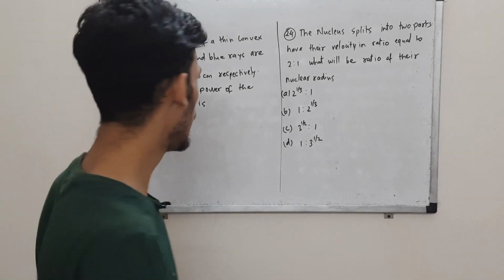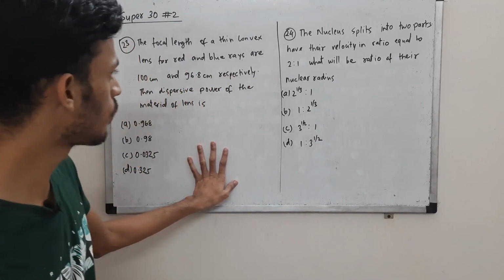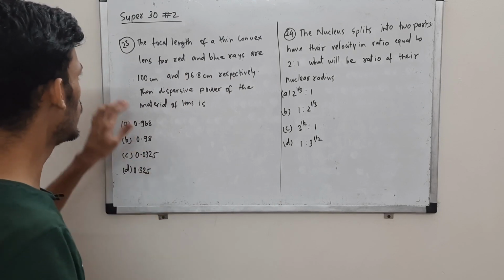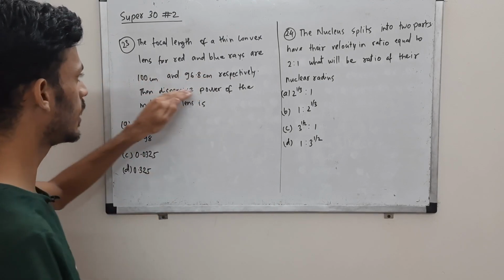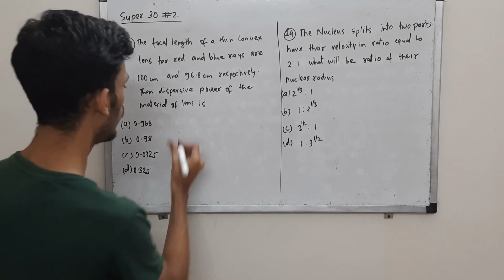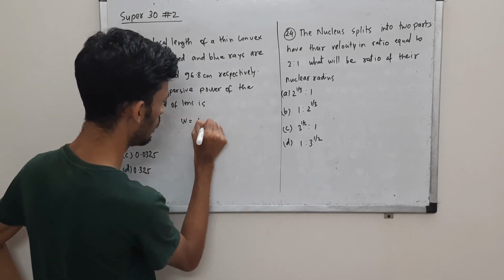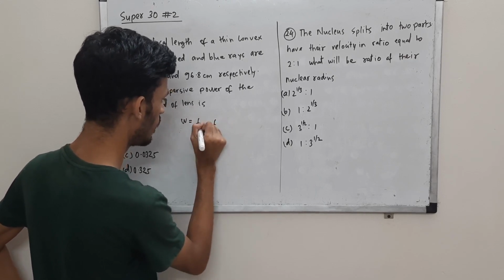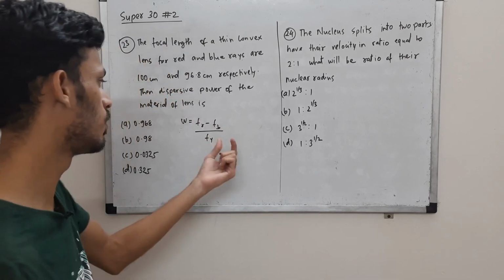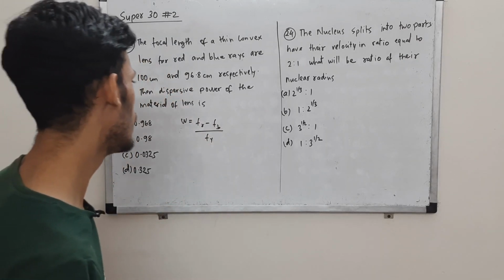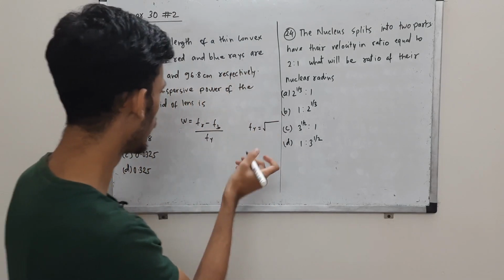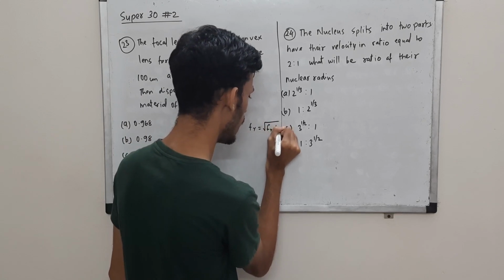Coming to questions 23 and 24. Question 23 is from ray optics based on dispersive power. Here we are given the focal length for red color and blue rays, and you are supposed to tell the dispersive power. Dispersive power by definition is (FR minus FB) upon F of yellow, the focal length for red minus blue upon the mean focal length, which is the yellow one. The yellow one can be obtained simply by the geometric mean of red and blue, so under root FR times FB.